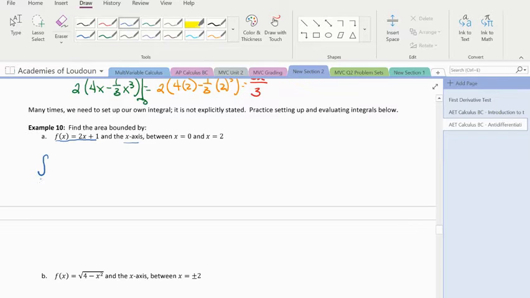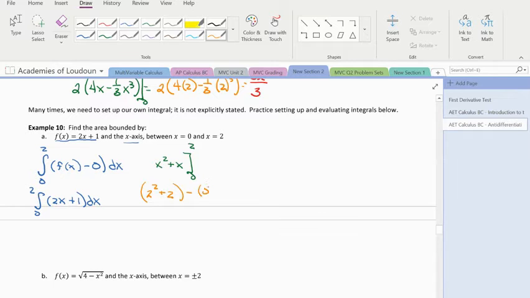that's the integral from 0 to 2 of f of x minus 0, which is the x-axis, so these are my y values, dx. Well, we can simplify this a little bit by just saying f of x, because when we're subtracting 0, it doesn't matter. So when we take this antiderivative, we have x squared plus x that we then evaluate from 0 to 2, which gives me 2 squared plus 2 minus 0, which is then going to be 6.